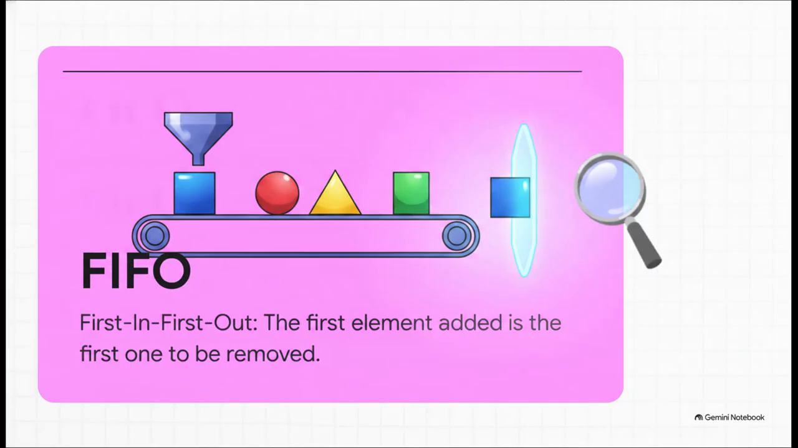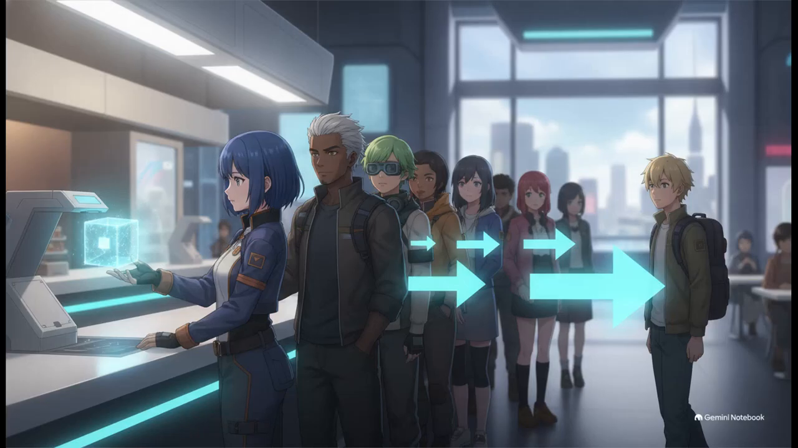To set up our next structure, we need to contrast LIFO with FIFO, first in, first out. In this method, the first element added is the very first one to be processed and removed. FIFO is the rule behind queues. A queue is a linear list where elements are added at the rear and removed from the front.